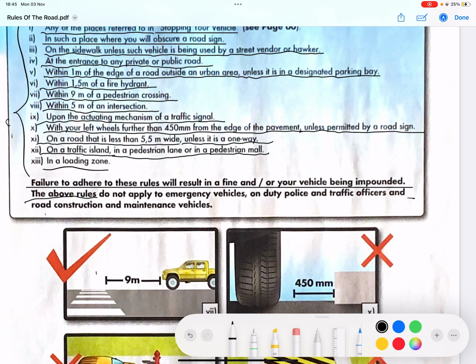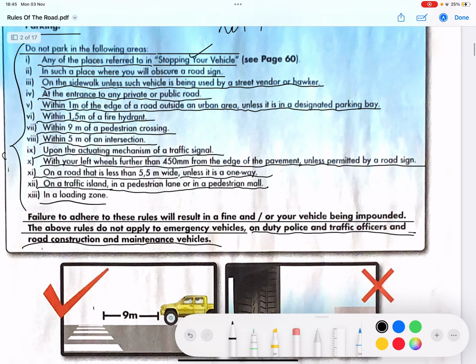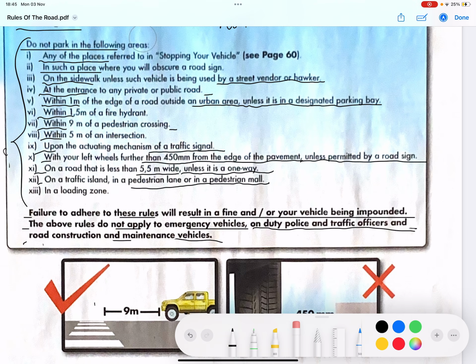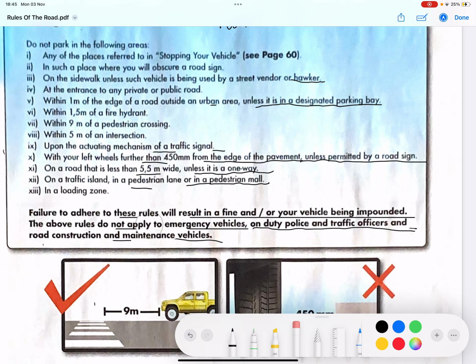Now, the above rules do not apply to emergency vehicles, on-duty police and traffic officers, and road construction and maintenance vehicles. These rules do not apply to police, to maintenance people, to emergency vehicles. They can park however, whenever, wherever. All right. Now let us then go on.